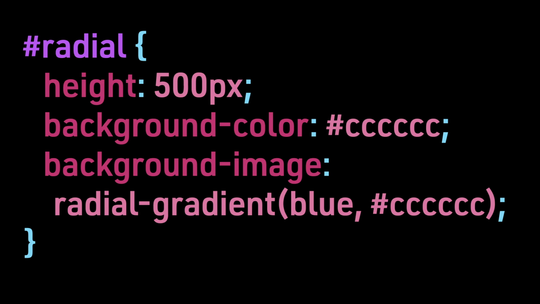Next, we will look at another type of gradient, a radial gradient. Again, we set our background color to be a light gray, and in this case, our radial gradient will transition from a center blue color to gray at the edges.